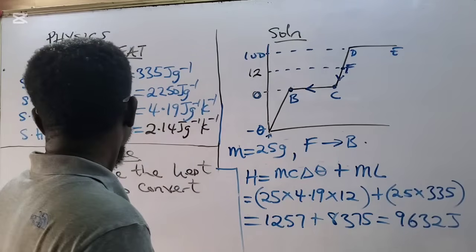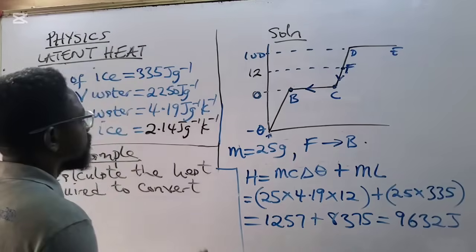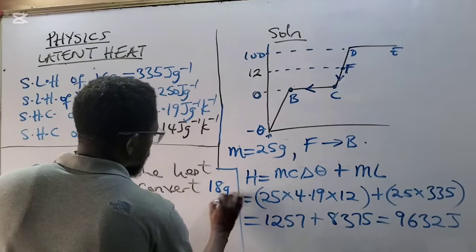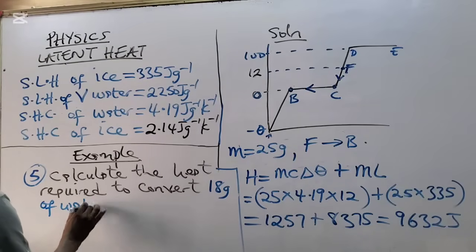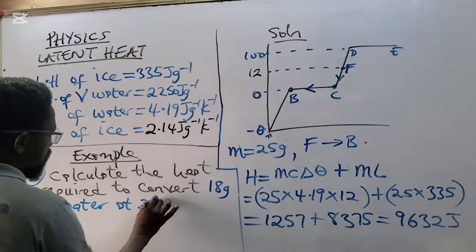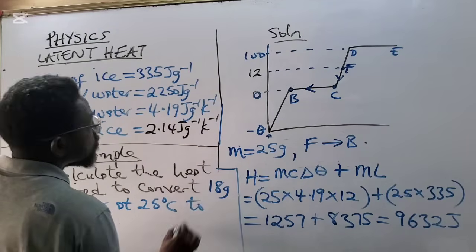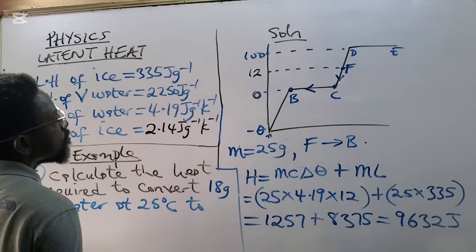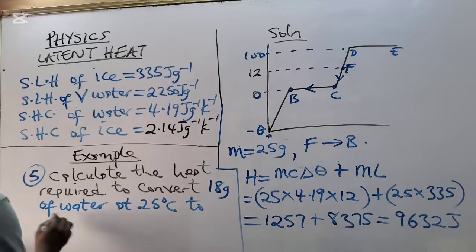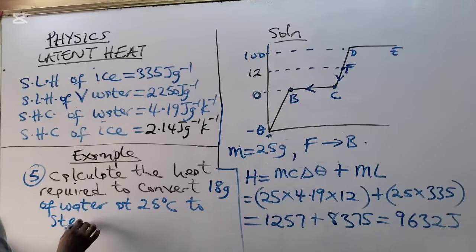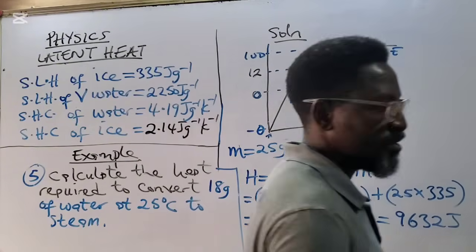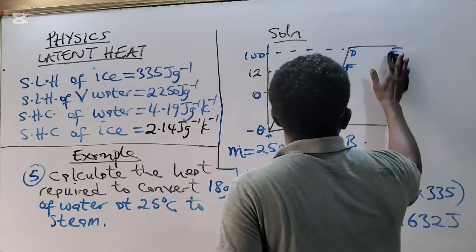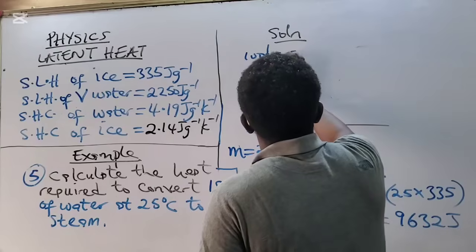So let's see. Calculate heat required to convert 18 grams of water at 25 degrees C to steam. Now, if you have a question like this, the first thing I said you should do is what? Draw the diagram.